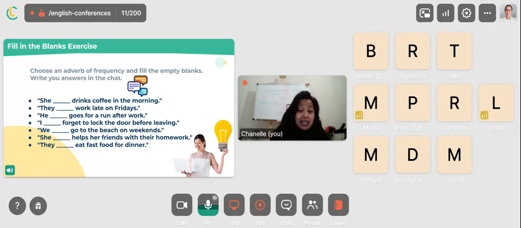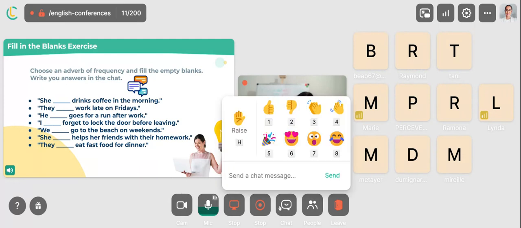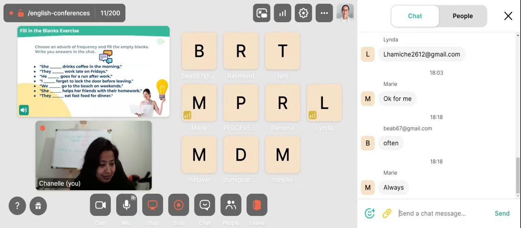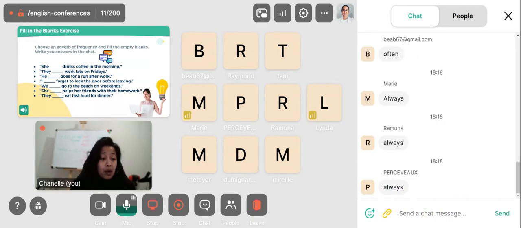So, we are going to do the next exercise together. We are going to start with the first one. So, please choose an adverb of frequency and fill the empty blanks. Write your answers in the chat. So, we are going to start with number 1. She drinks coffee in the morning. Beautiful. So, we've got always, we have often. Thank you for sharing, everyone.